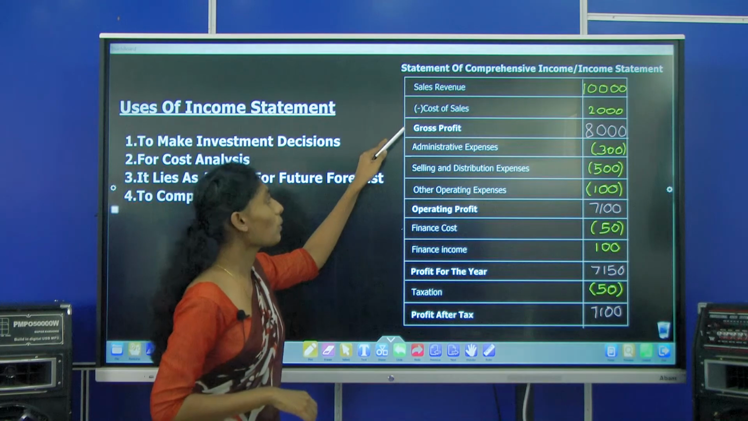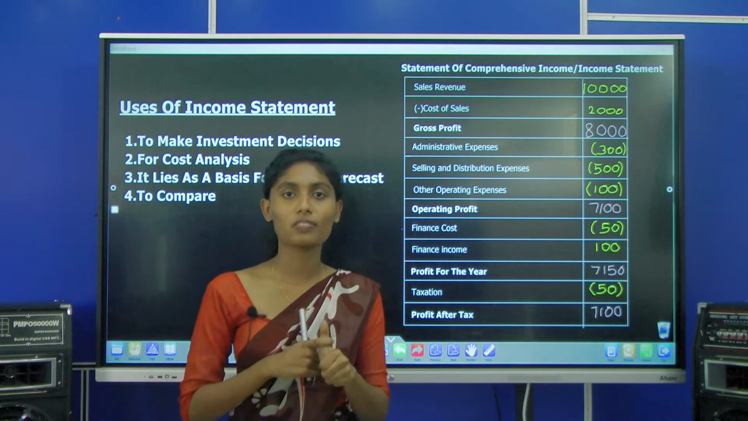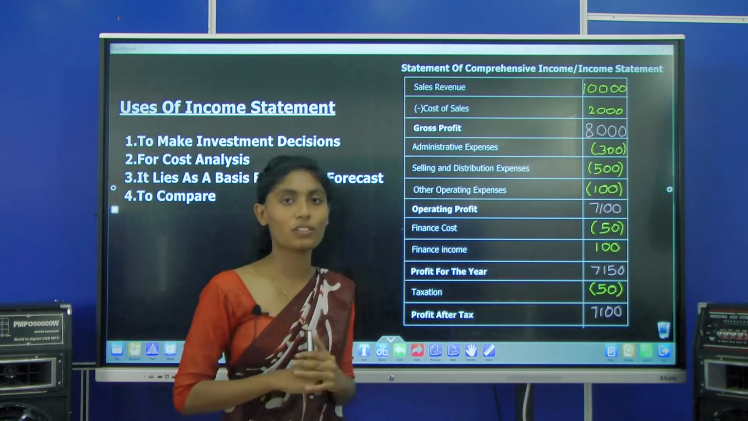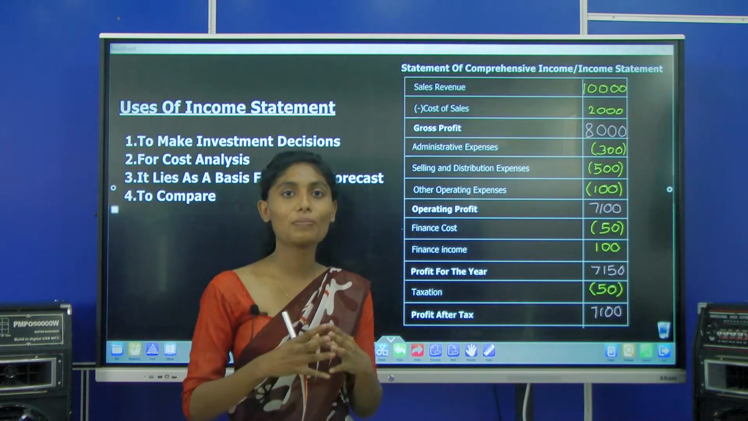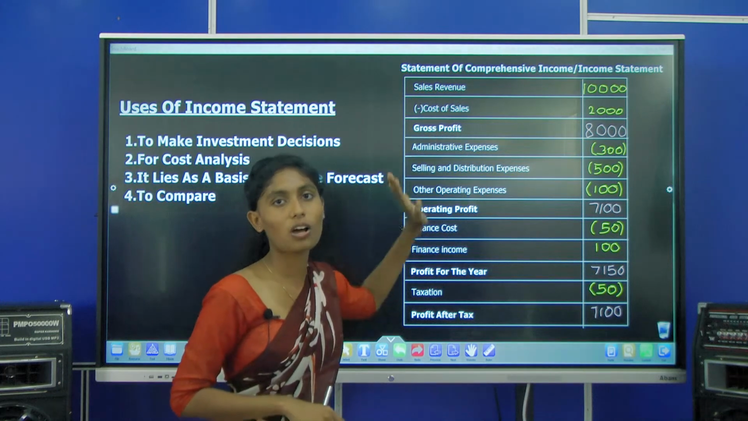So we calculate the two most important profits. First one is gross profit, the other one is operating profit. What do you mean by gross profit? Gross profit is the income that you earn. So we take the sales income and minus the cost of sales.